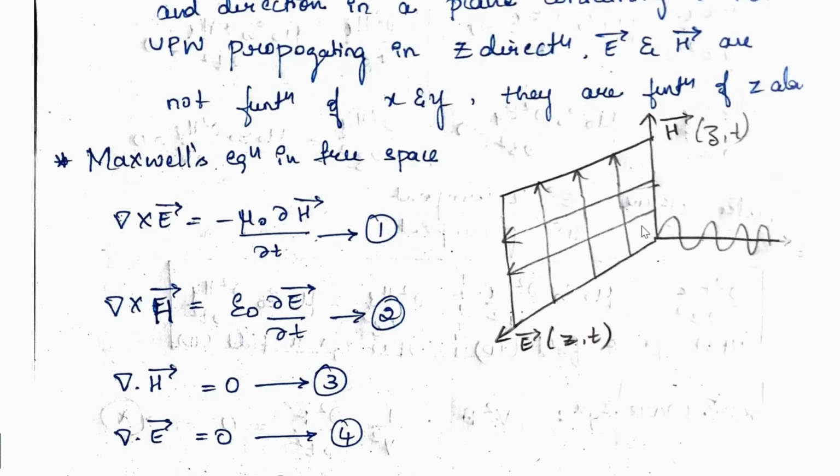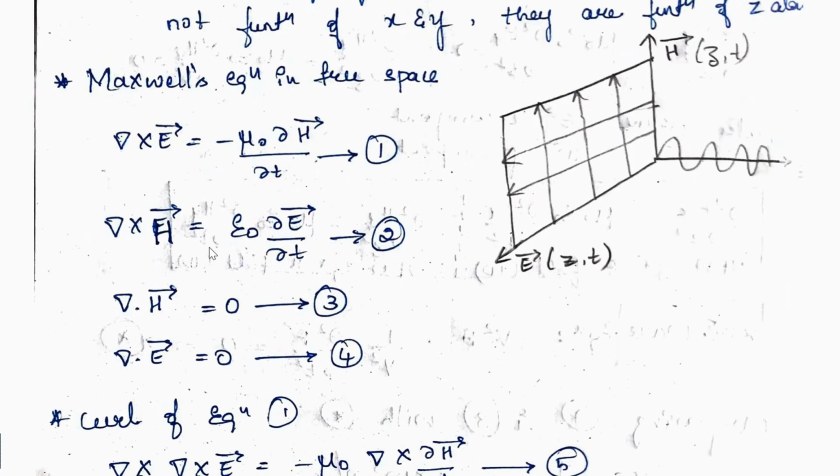Maxwell's equations in free space, we can write as 1 and 2. We know that del cross E vector is equal to minus mu naught dou H vector by dou t, equation 1. Del cross H vector is equal to epsilon naught dou E vector by dou t, equation 2. The divergence, that is the dot product, of the magnetic field is 0, and the dot product of the electric field is also 0.